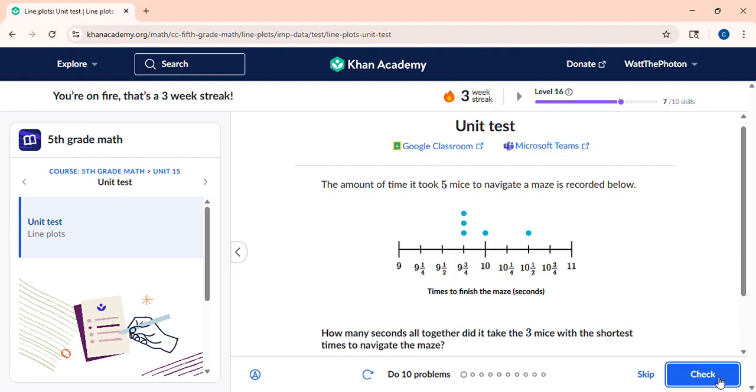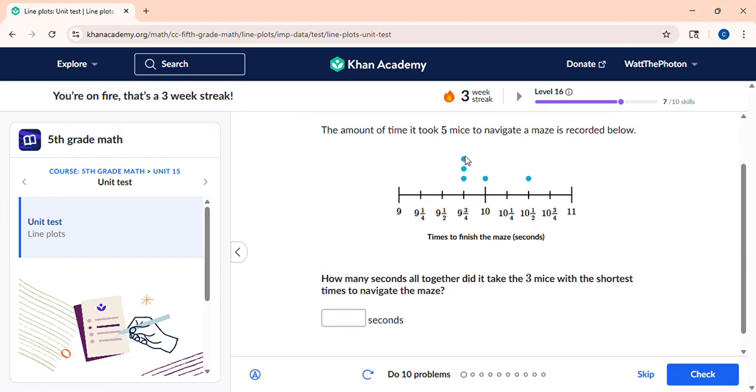The amount of time it took 5 mice to navigate a maze is recorded above. How many seconds did it take for the 3 mice with the shortest time to navigate the maze? So 1, 2, 3. All together. So 9.75 times 3. 29.25.